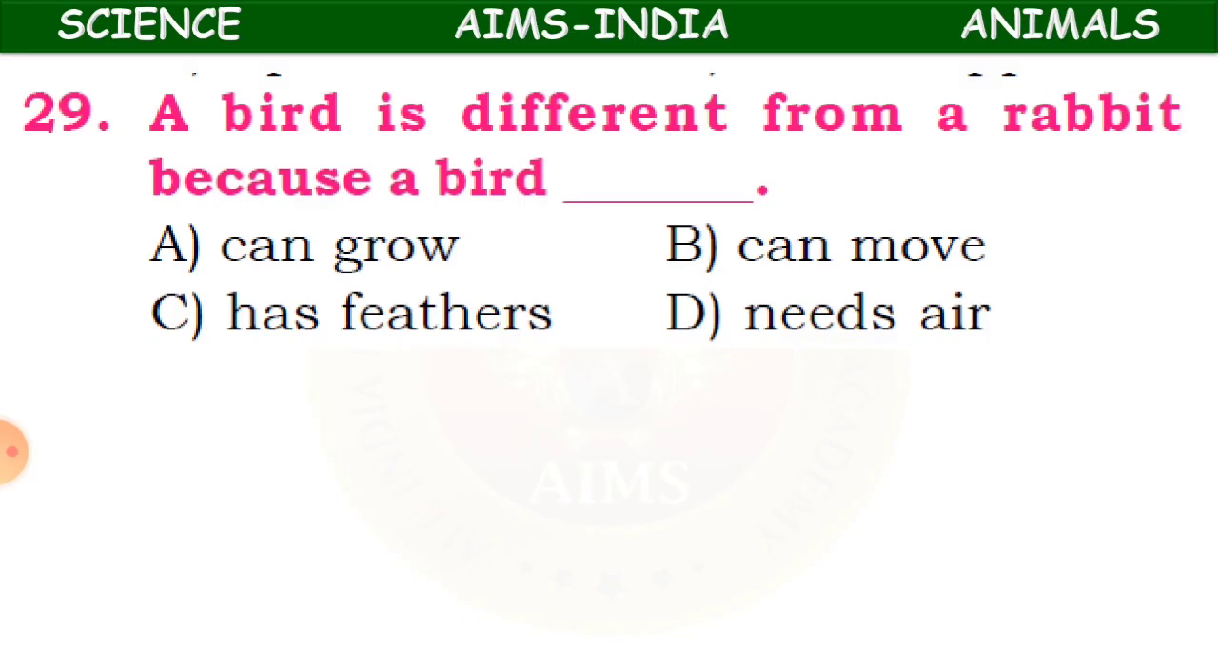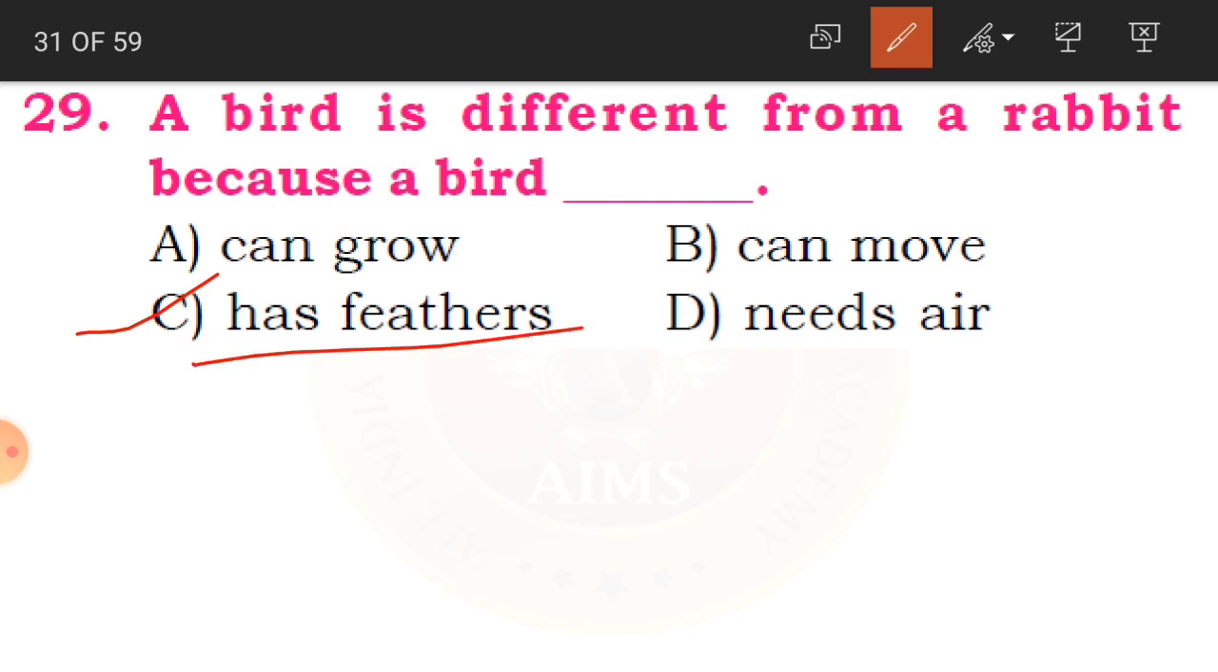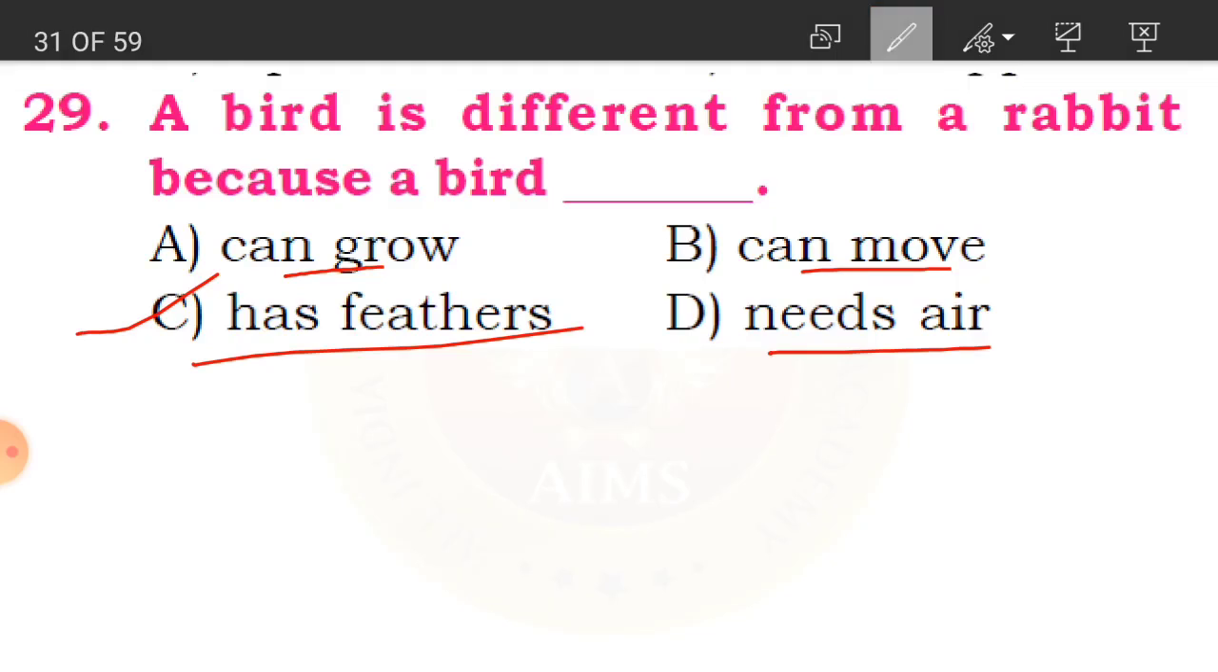Now the 29th question here. A bird is different from a rabbit because a bird dash. How is a bird different, children, from a rabbit? Bird has got feathers, but rabbit does not have feathers. So that is why C option is the correct answer. Both bird and rabbit can grow, they can move and they need air. But the only difference is that bird has got feathers and rabbit does not have them.